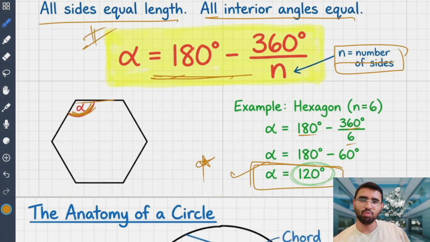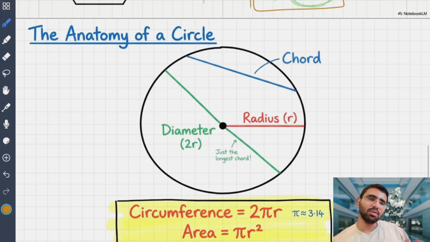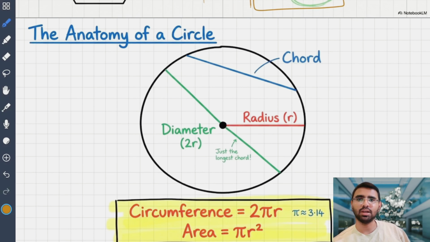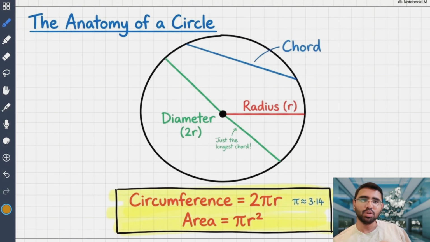So please remember the formula. This was about the parallelograms and the polygons. Coming to the circle. Circle is a very, very important topic. So first understand some basic terminologies related to the circle. So this is a circle.